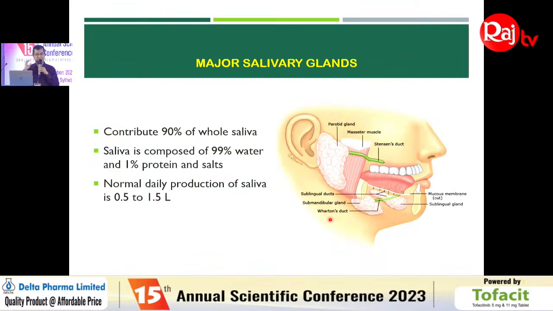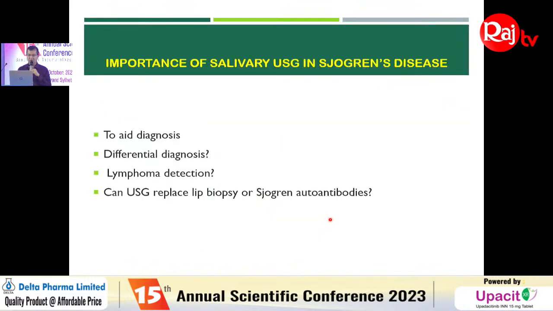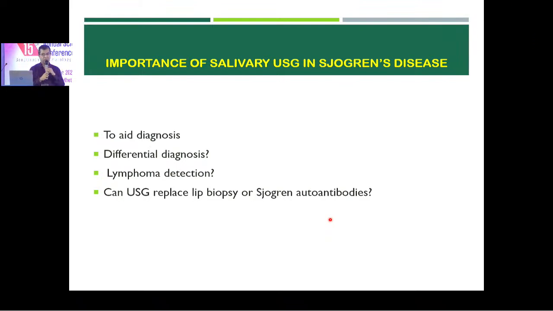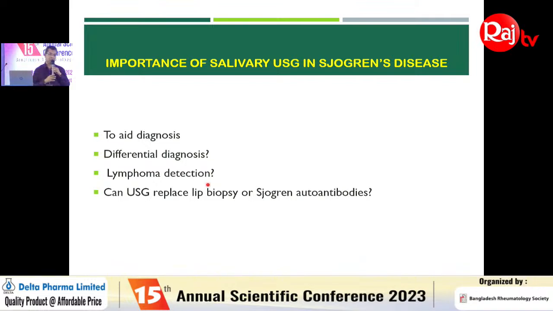I know that the salivary glands are the parotid and sublingual glands. There is some pathology, but due to time shortage, we are not talking about the pathologies. So what is the importance of ultrasonography in Sjogren's disease? Will it help to identify the diagnosis? Will it exclude the differentials? Will it help in the identification of lymphoma, or can it replace the lip biopsy or the Sjogren autoantibodies?